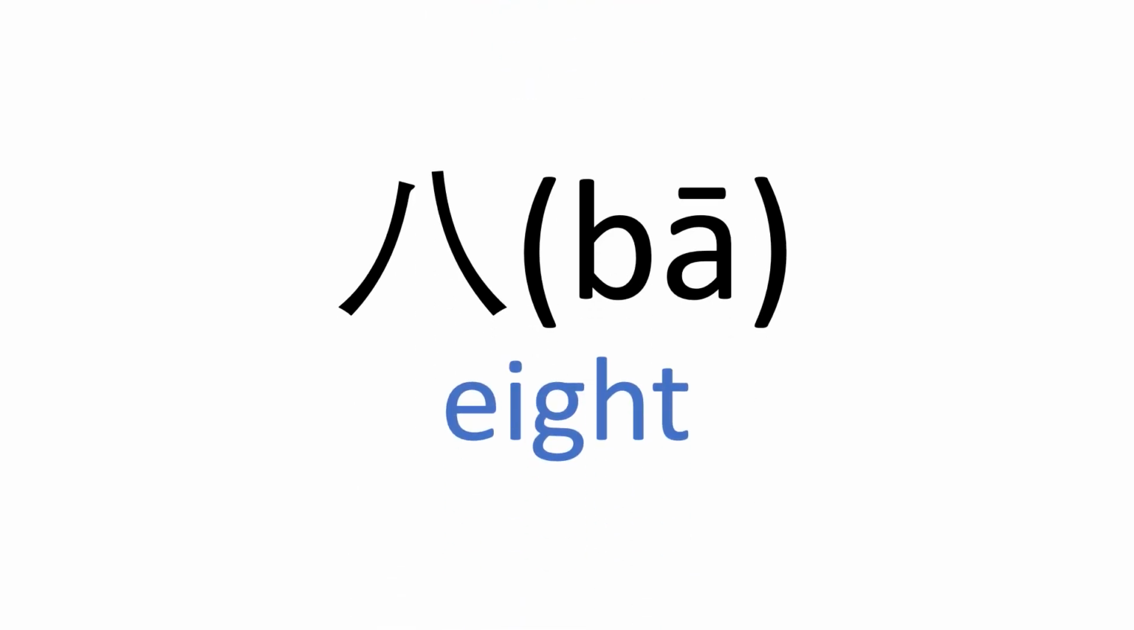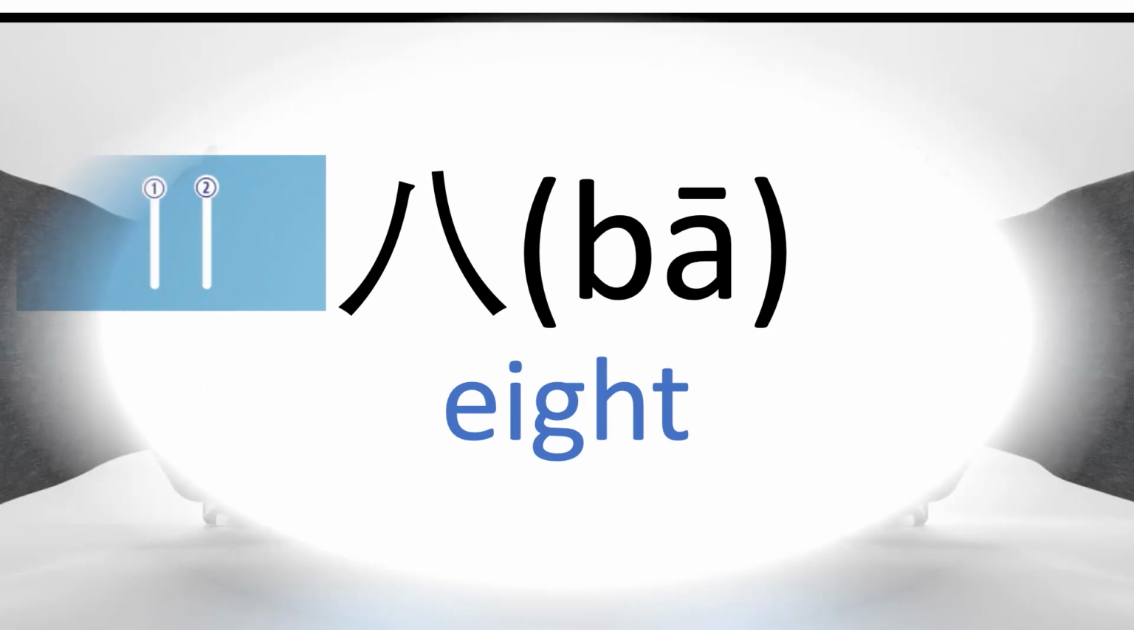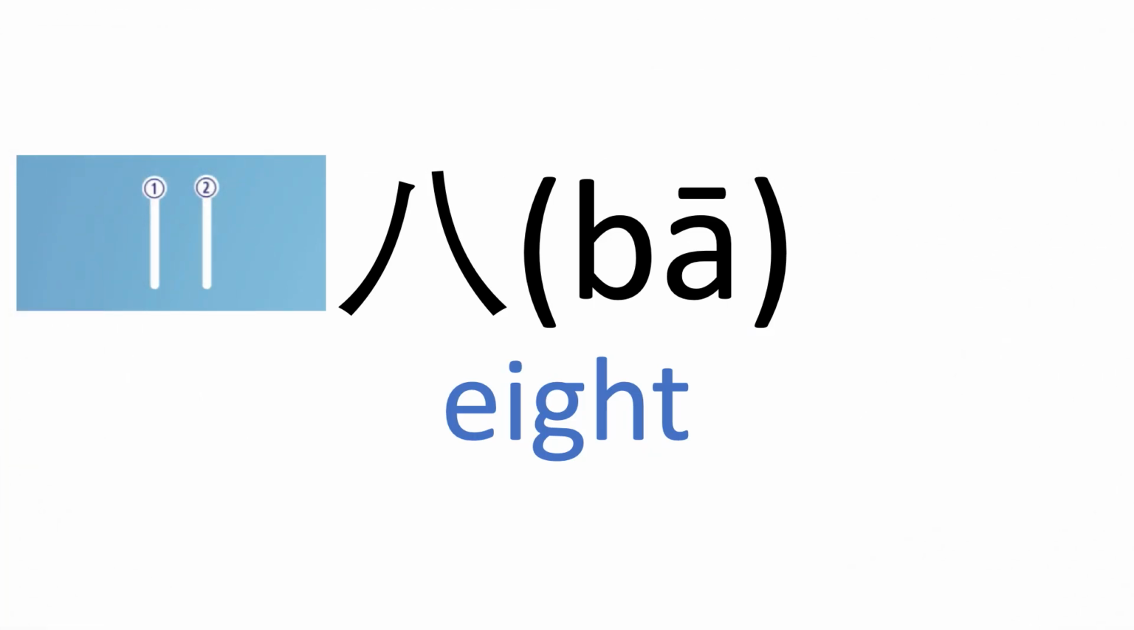Ba, it means 8. Put on the goggle. It's the left to right structure. You write the left swing first and then the right swing. Correct. Going on to the next one.